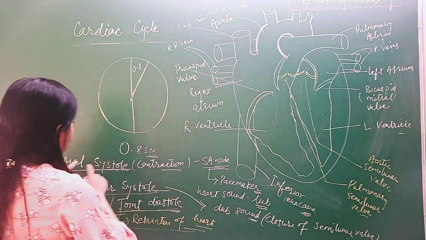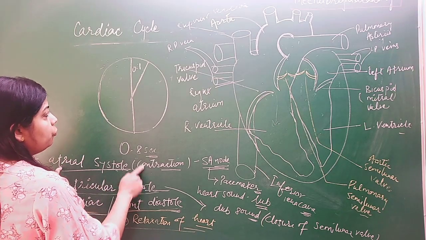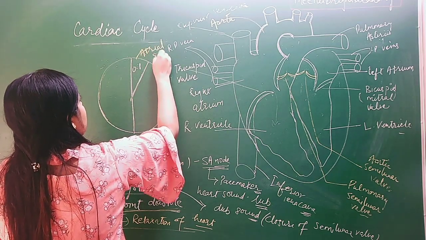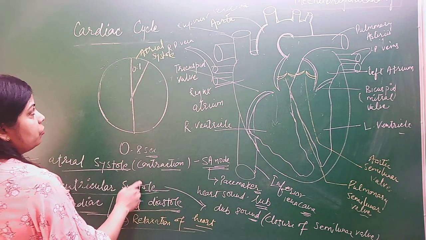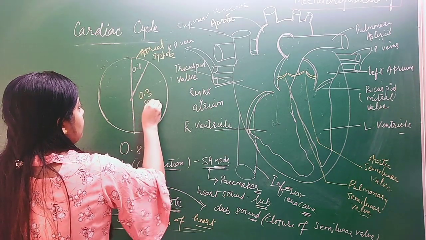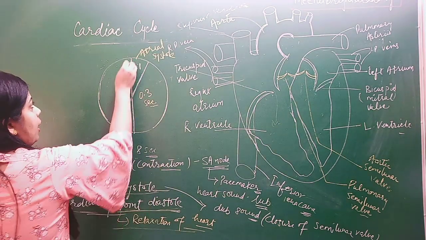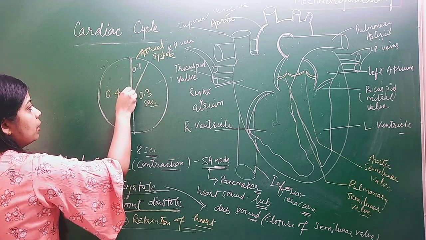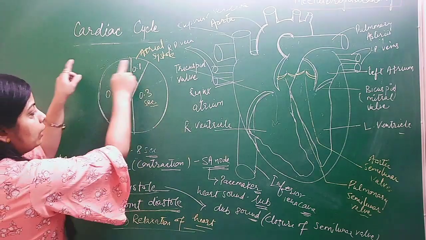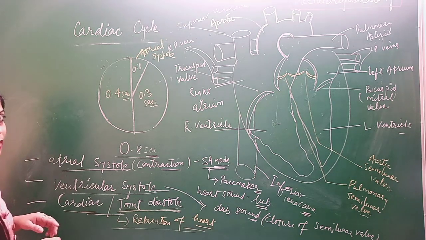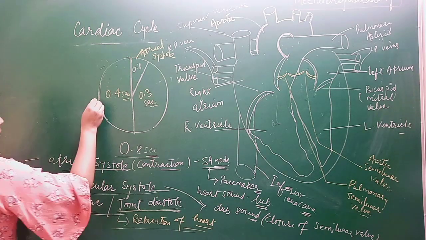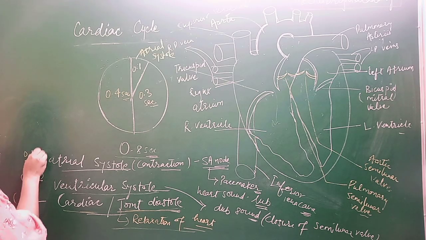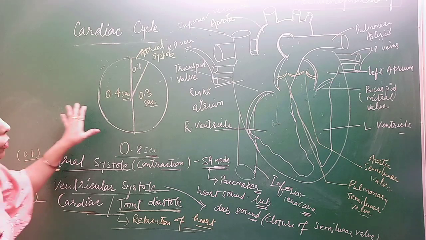So this atrial systole remains for 0.1 second. Ventricular systole remains for 0.3 second, and the whole heart, the cardiac diastole, will occur for 0.4 second. So the whole cardiac cycle remains for 0.8 seconds. Right. So this is all about the cardiac cycle.